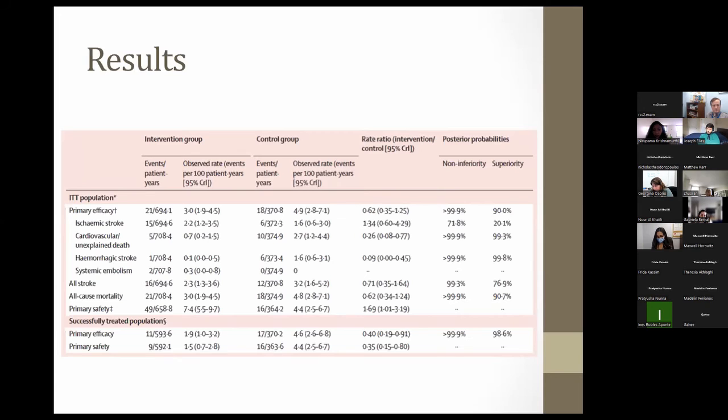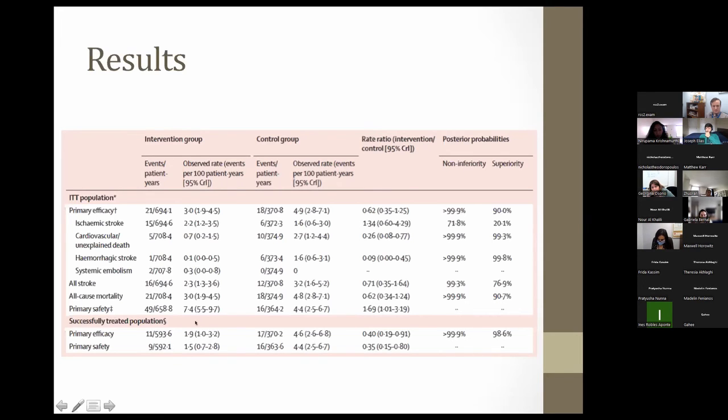Okay, and then the authors also looked at the successfully treated population. The way they defined the successfully treated population was, for the Watchman group, anyone that successfully received the implantation of the device and was able to be taken off of warfarin was included. And for the warfarin group, anyone that was started on warfarin was included, irrespective of the amount of time that they were in therapeutic range or not.